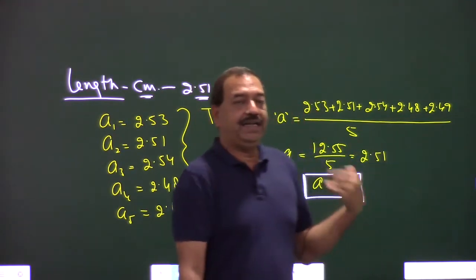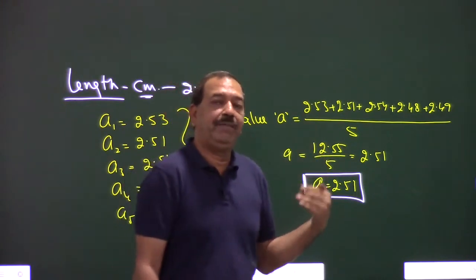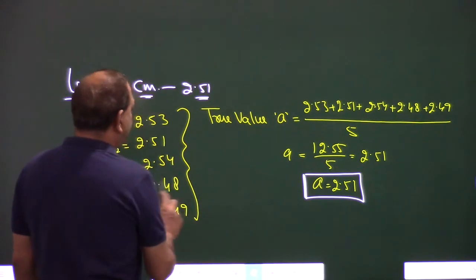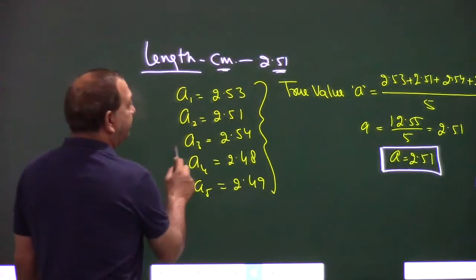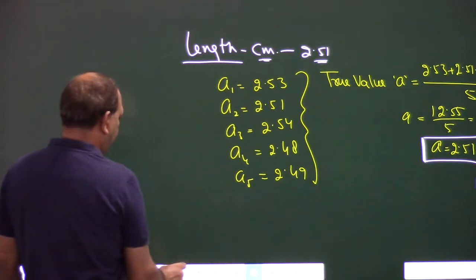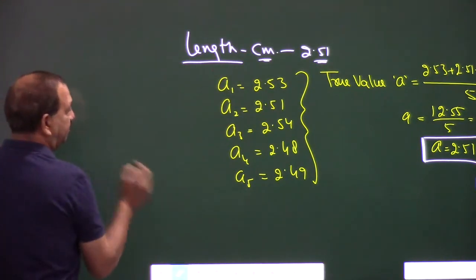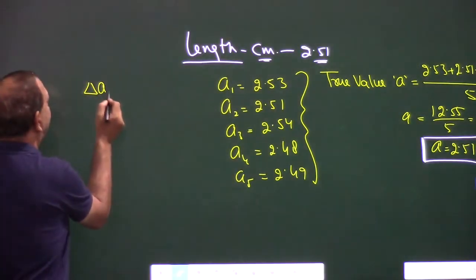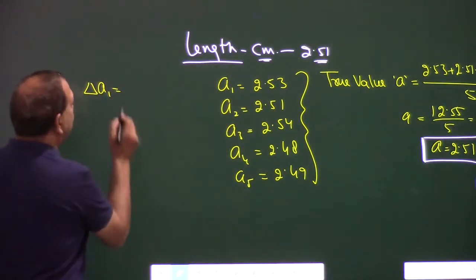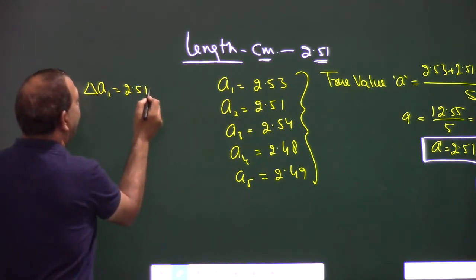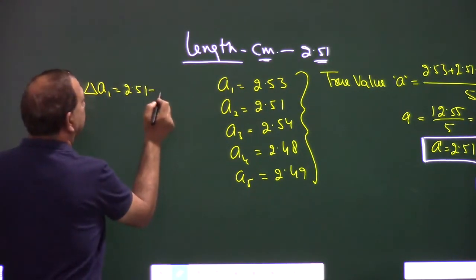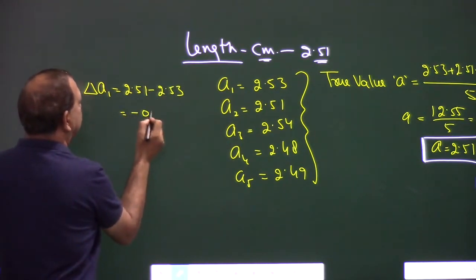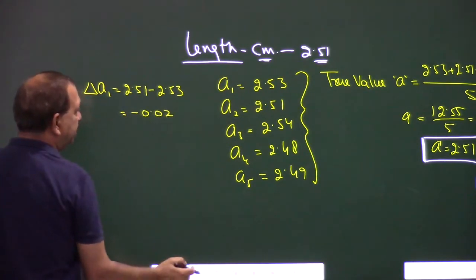वो एरर हम कैसे डिस्क्राइब करते हैं? पहले हम जितनी भी हमने मेजरमेंट ली थी उन सब में एरर कैलकुलेट करते हैं. So let's calculate the error in all of the measurements. First measurement: the error in the first measurement I will write as delta A1. This is the actual value minus the measured value, that is 2.51 minus 2.53. So this will come as minus 0.02, right?